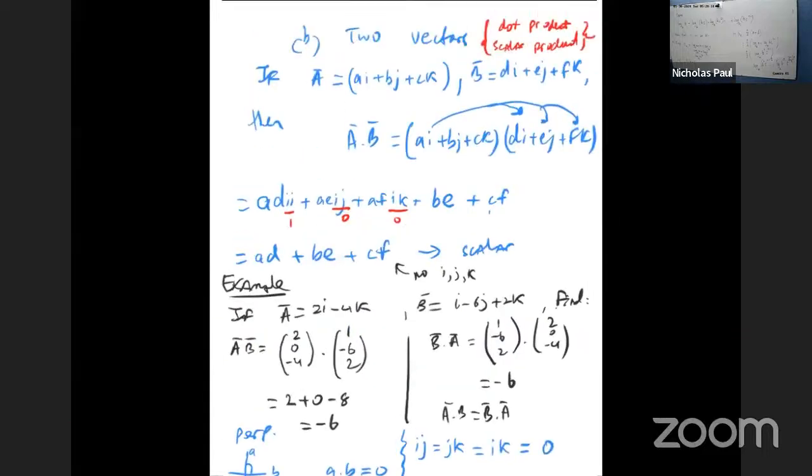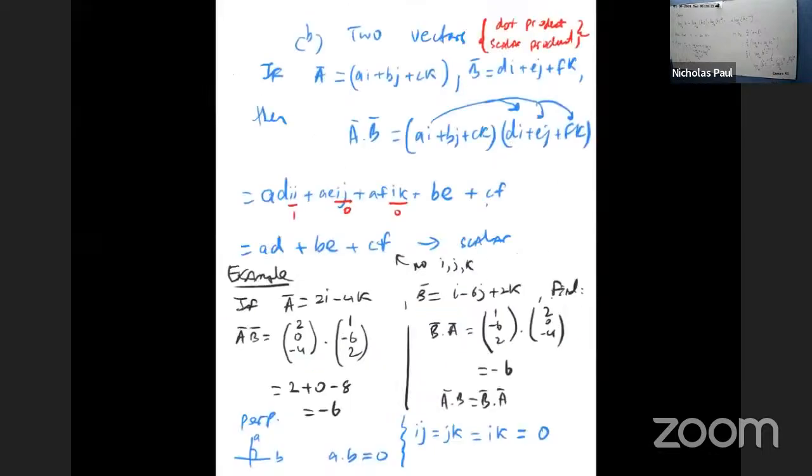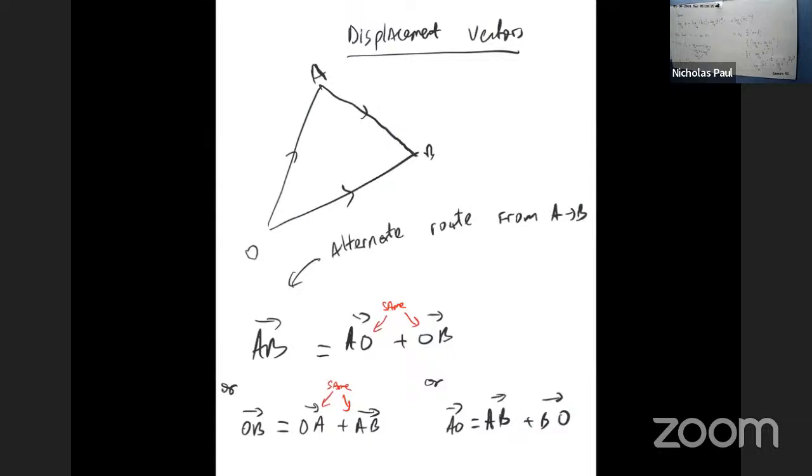All right, so I gave you the little rule to remind you that I by J, J by K, I by K is 0, right? Because the vectors are perpendicular. Next, displacement vectors. Displacement vectors is where you have to find the alternate route for an unknown vector. So if you look here, how do we find AB? Look at the triangle and find the alternate route from A to B. So you start at A, go to O, start at O, go to B. So it's A to O plus O to B. Then add it up. Remember the line on top shows us a vector, right?